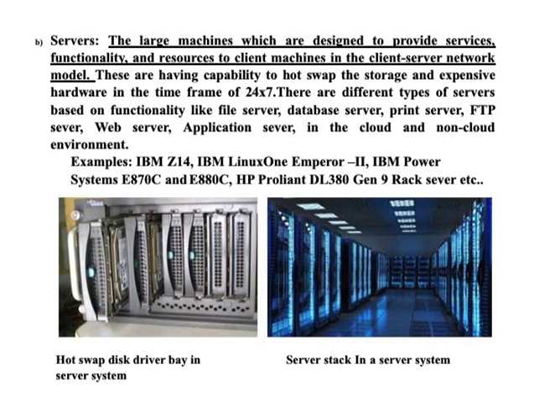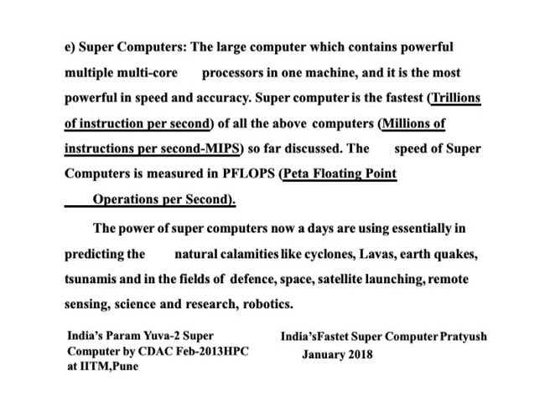Servers are large machines designed to provide services, functionality and resources to client machines in the client server network model. They have the capability to hot swap the storage and expensive hardware in a 24/7 time frame. Supercomputers. China, America and others use supercomputers. A large computer which contains powerful multiple core processors in one machine, it is the most powerful, with speed and accuracy. Supercomputers are the fastest, processing trillions of instructions per second.